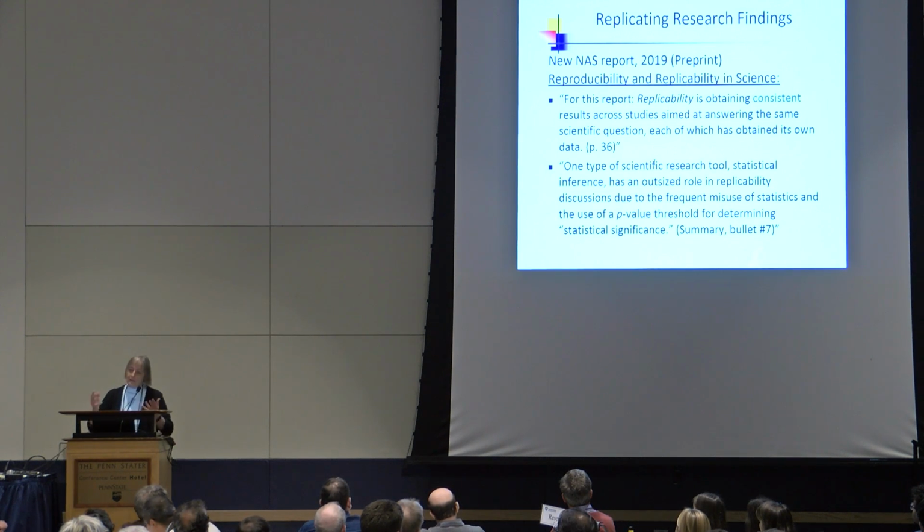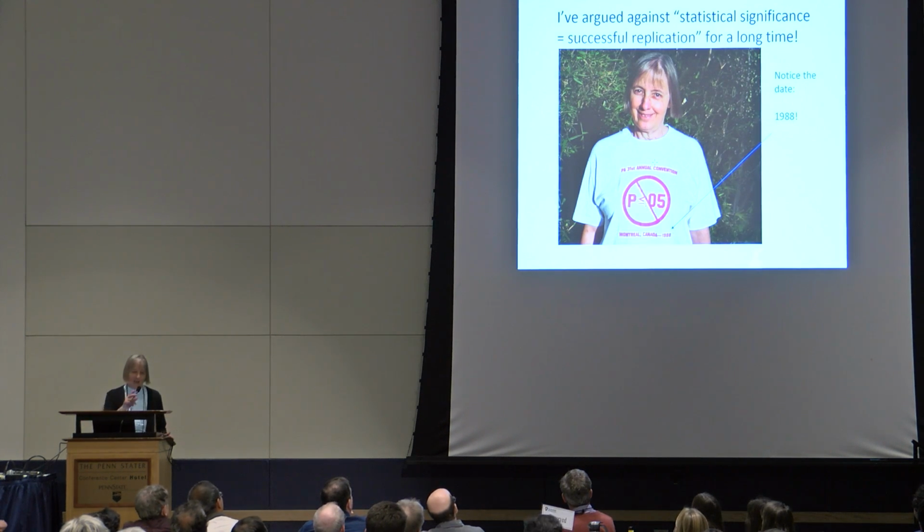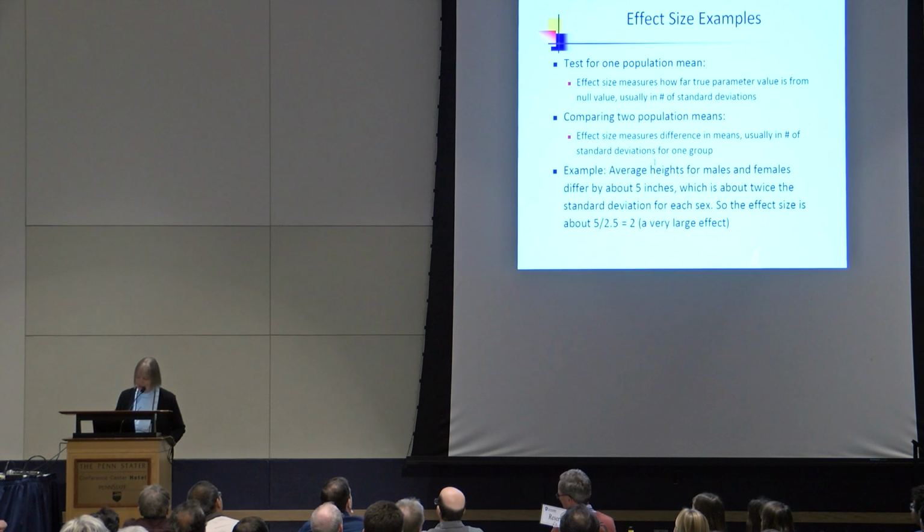But then one of the summary points is that one type of scientific research tool, statistical inference, has an outsized role in replicability discussions due to the frequent misuse of statistics and the use of a p-value threshold for determining statistical significance. And that's the point that I've been trying to make for a very long time. Alan sort of gave you his age. You can get some clue of mine here. This is a t-shirt someone made for me in 1988 for a conference: no using p less than or equal to 0.05. I don't have time to tell you the backstory, but if you want an icebreaker to introduce yourself to me, I'll be happy to tell you the story behind that.